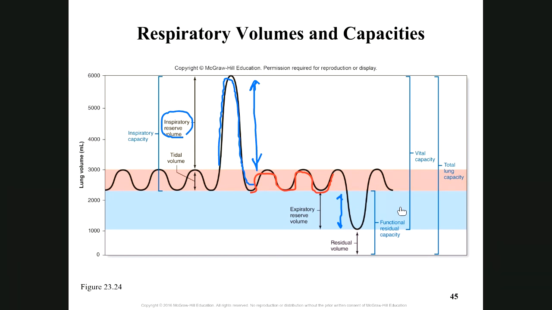Vital capacity is significant because it's a measure of the total amount of air that a person can exchange through forced breathing. And finally, you can see the total lung capacity, which is the sum of all of these volumes, and it includes the residual volume too. And this is the maximum volume of air which your lung can hold. So we have 4 different volumes and 4 different capacities for our lungs.